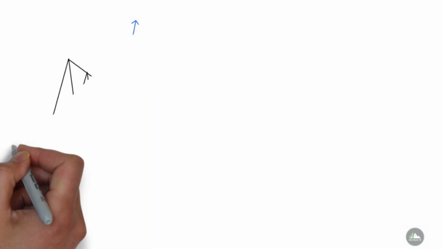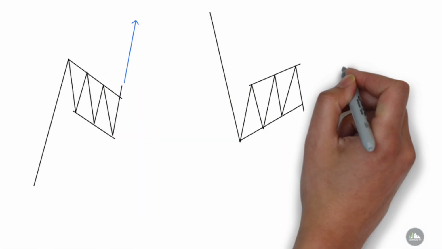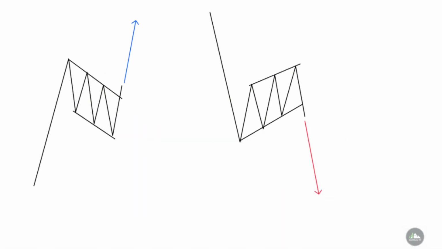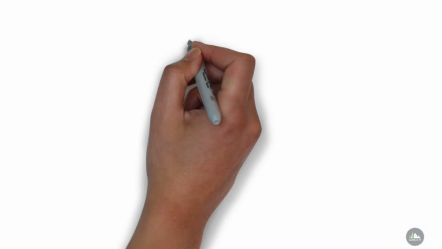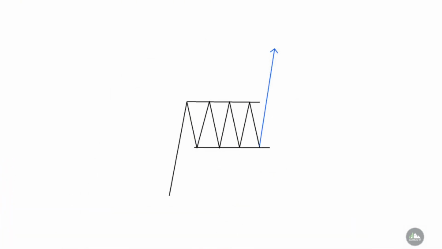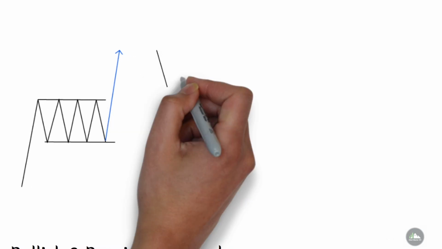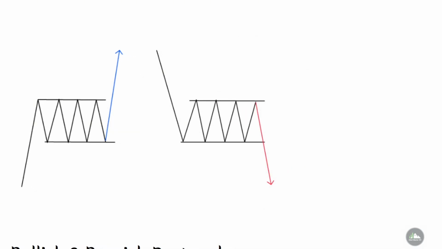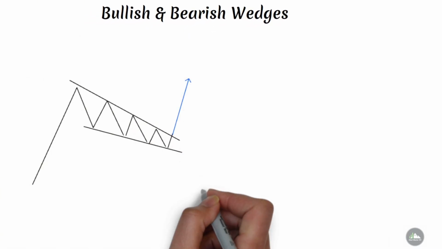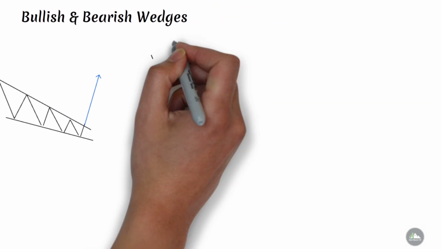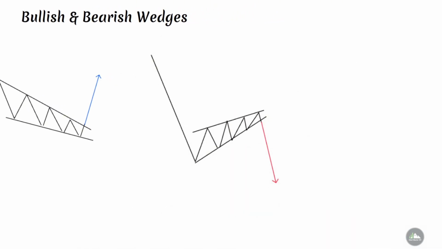Next we will look at bullish and bearish flags. This is like a flagpole for bullish and bearish. It's going up. And next is bullish and bearish rectangle. You can see this is a horizontal corrective structure. And last is bullish and bearish wedges. This is like a cone-shaped corrective structure.